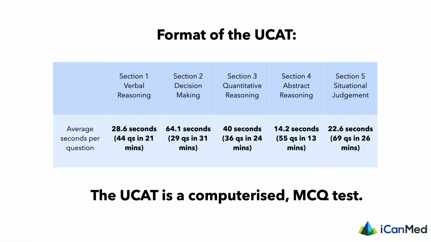So when you stack it up like that, and we stack it up in this way because the UCAT is set up as essentially 5 mini exams. So you get 2 hours to cover all the sections, and you get 233 questions you have to answer. Everyone starts in section 1, given 21 minutes, and then you're forced onto section 2, given 31 minutes, forced onto section 3, 24 minutes, and then section 4, 13 minutes, section 5, 26 minutes.